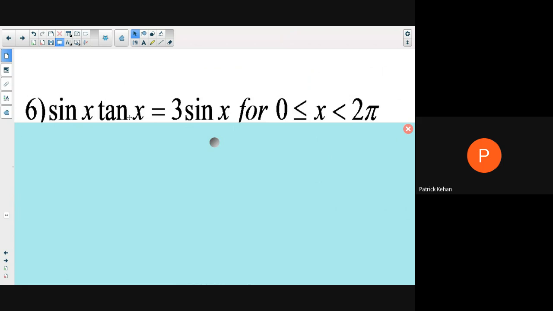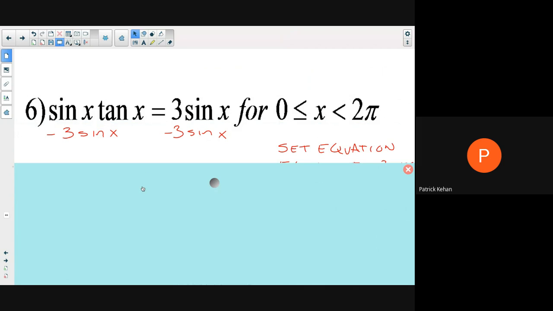So in this case, we have to come up with an alternative approach. We're going to move all variable terms to one side of the equation, and that's what you would do if this was an algebraic expression. If every time you divide you lose a variable, the best bet is to set it equal to 0 because it is quadratic in nature. So we subtract 3 sine x from both sides.